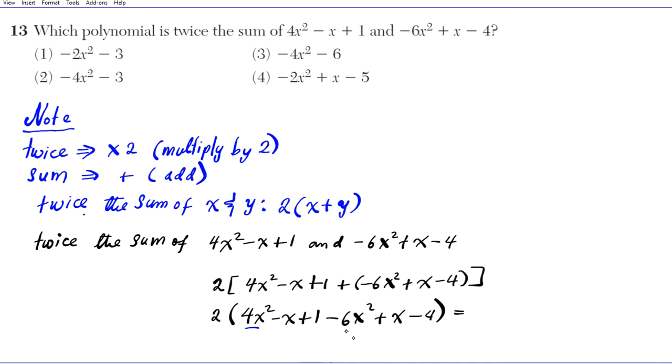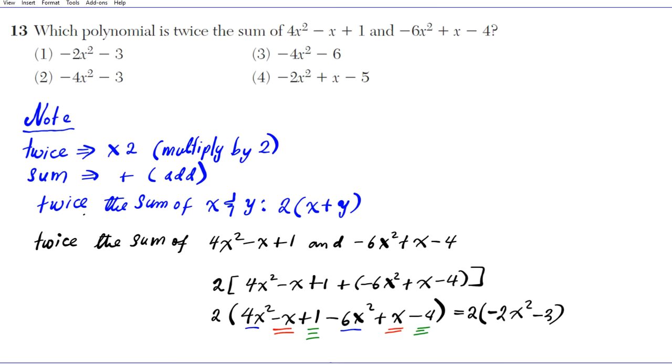4x squared minus 6x squared is what? So keep the 2 out. Don't multiply yet until you finish the parentheses. 4x squared minus 6x squared. Signs are different. You subtract and keep the sign of the bigger. Negative 2x squared. Negative x plus x. Those two add up to 0. And then positive 1 minus 4 gives us negative 3.